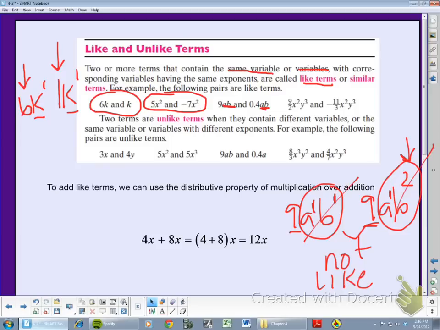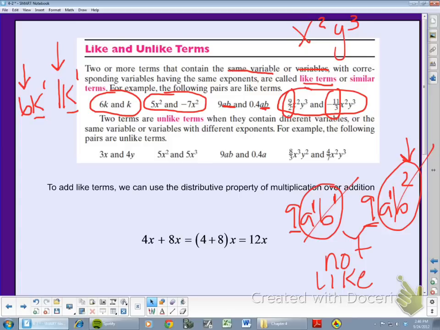All right. Similarly, 9/2 x squared y to the third and negative 11/3 x squared y to the third. Again, the coefficients don't matter. What really matters is that they each have the same combination of variables and exponents on those variables. They both have an x squared y to the third.